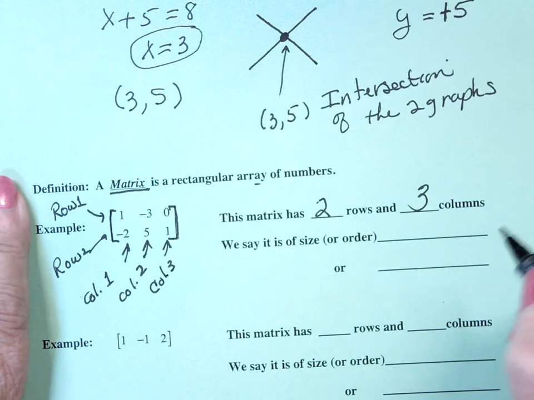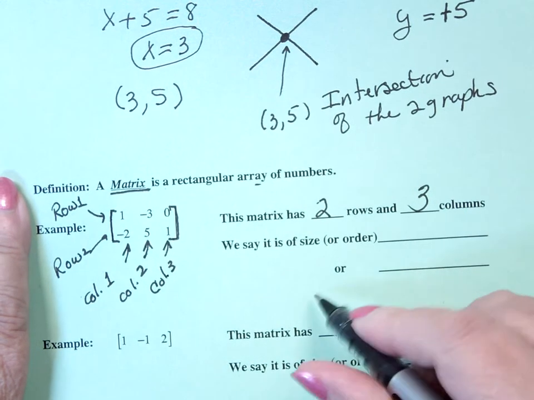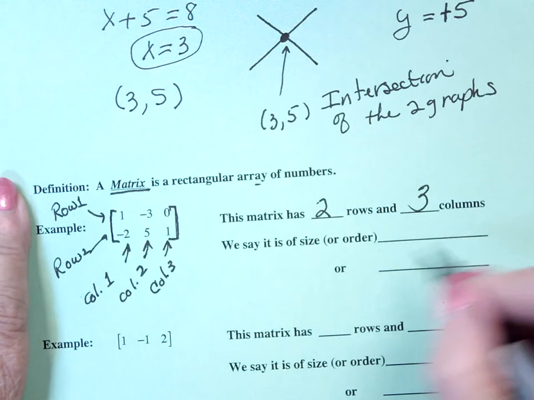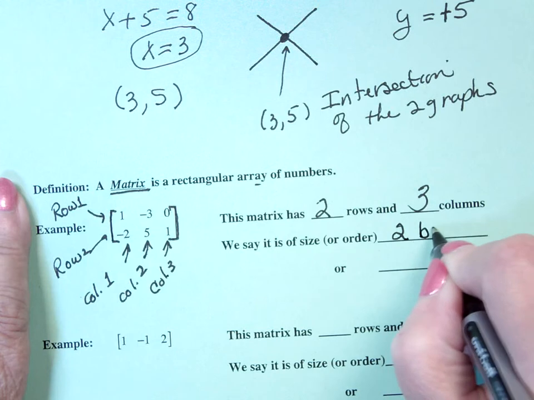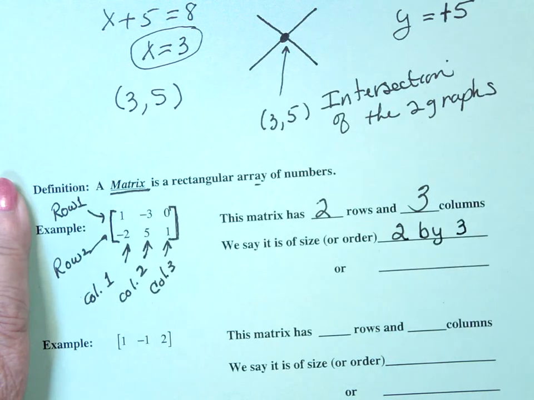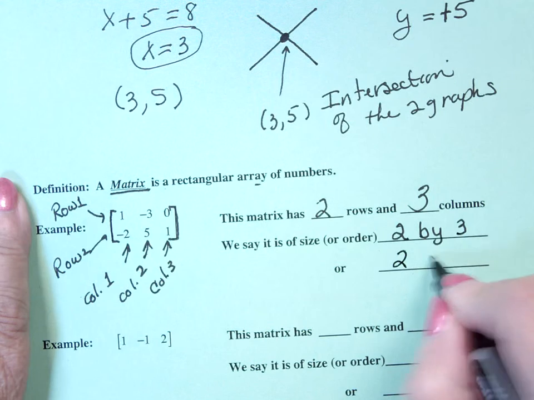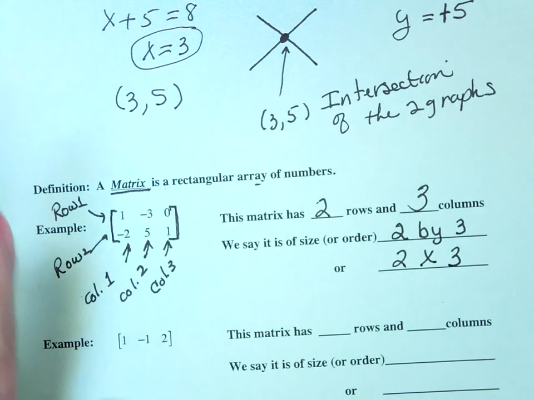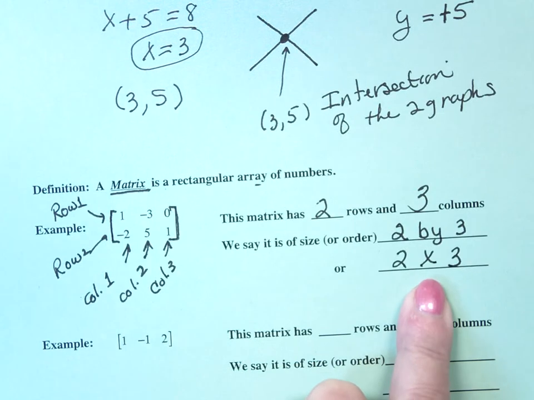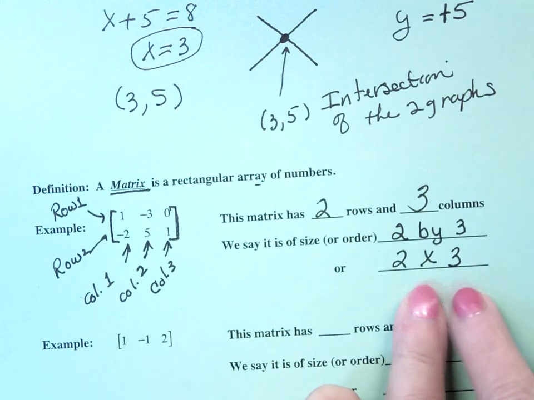We say the size or order, depending upon the book, sometimes they'll call it the order of the matrix, sometimes they'll call it the size of the matrix. We would say it is a 2 by 3. It's usually written like 2 by 3. So it's not 2 times 3, it's 2 by 3, that means by. If you were going to a lumber yard to buy a 2 by 4, that would be the notation you would see. So 2 by 3.